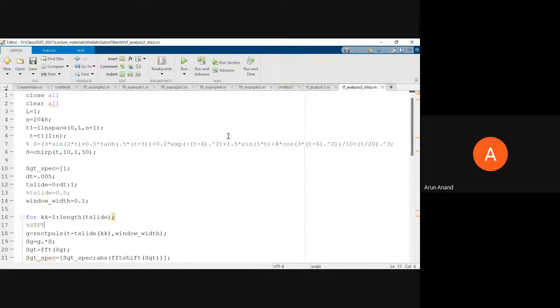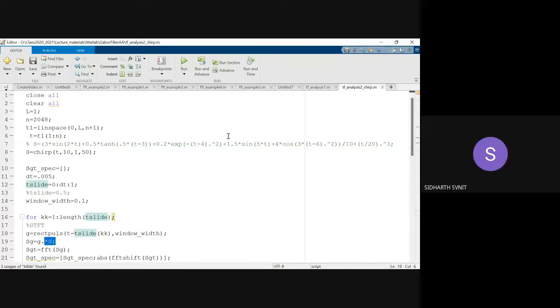T is your time, which you have already created. T is equal to 1 to n. So T minus T slide will center this window. For each K, it will be shifted towards the right. If it is T plus T slide, it will be shifted towards the left. Once it is done, you have a window width, and then you multiply it with the signal.